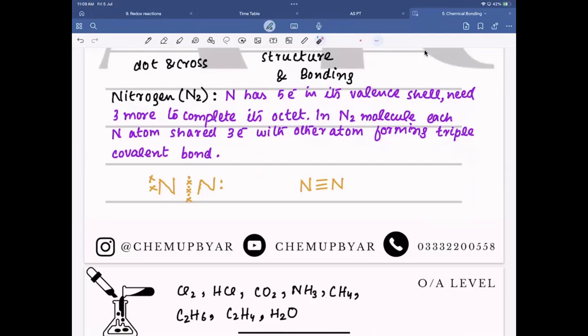Okay, now. So what is a covalent bond? Okay, my screen was stuck. I was drawing, sorry. Let me share. I couldn't see it.